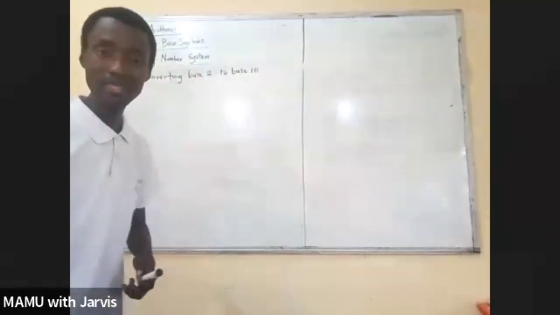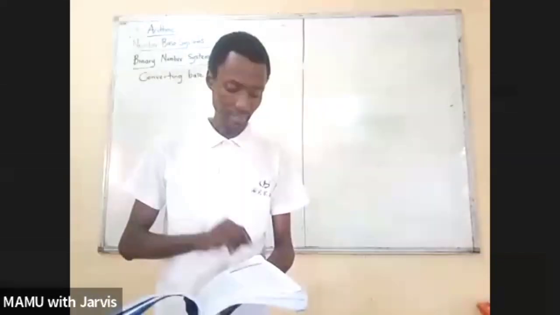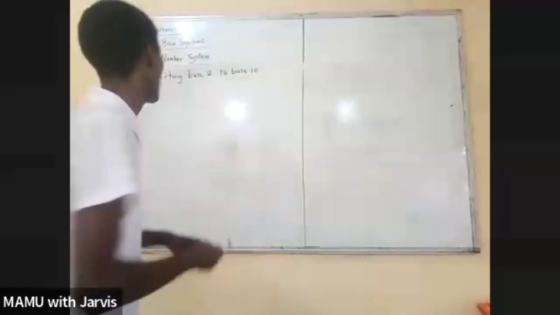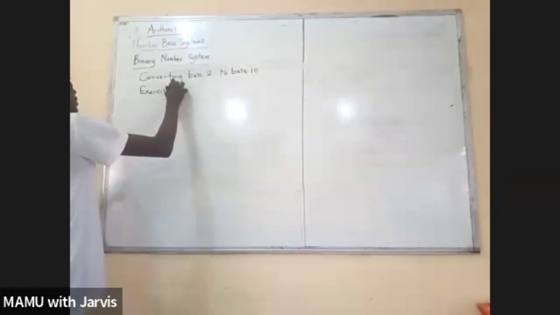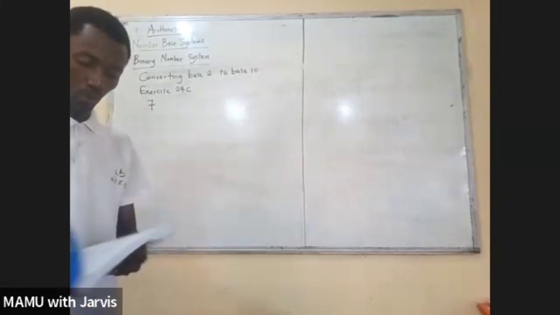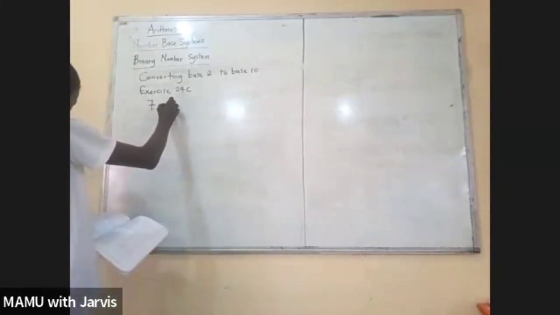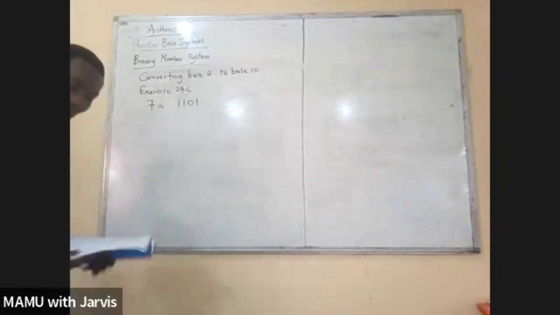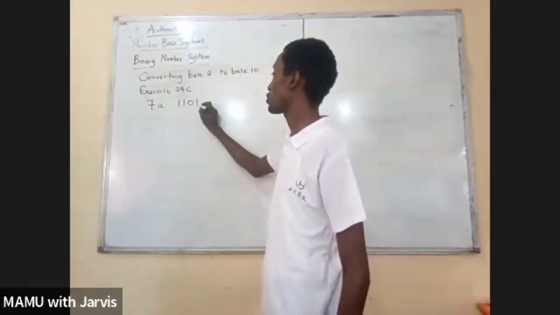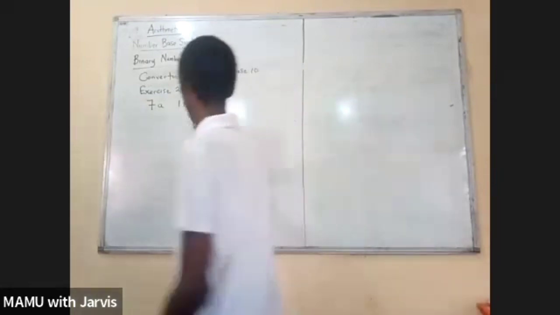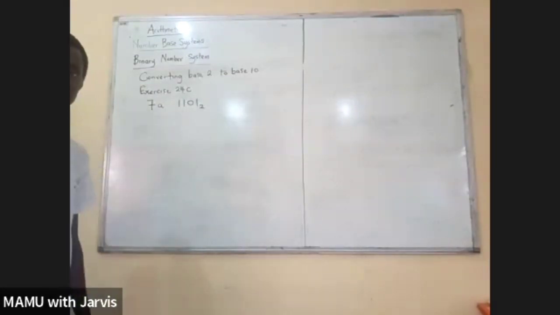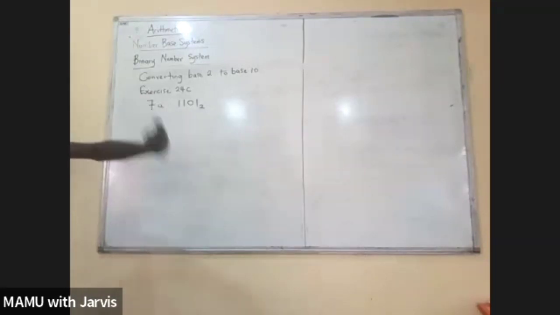So how do we do this? To answer this, we will go to our textbook and look at exercise 24C again, page 196, question number 7. As usual, I'm going to do question A, which says 1101. So how do I handle 1101? Base 2. Please, you must always put the base there. So 1101 base 2. Is that okay? Now, how do we handle this?